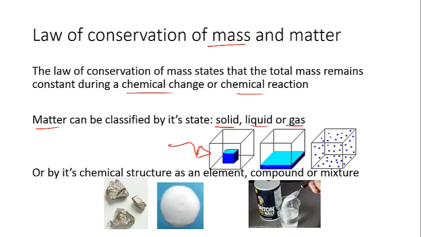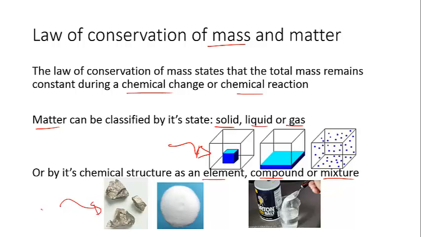Water in its solid form is called ice. When it's a liquid, generally it's just referred to as water, and it can also exist as a vapor or as a gas. The other way that we can classify matter is we can classify it as either an element, compound, or a mixture. So here are examples of each.